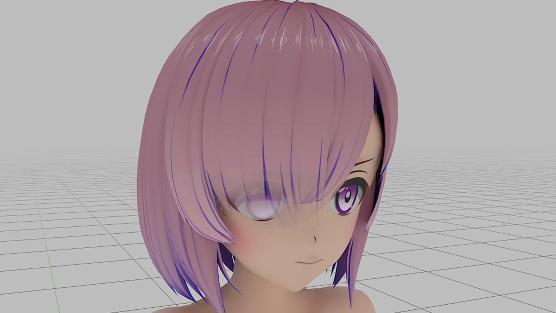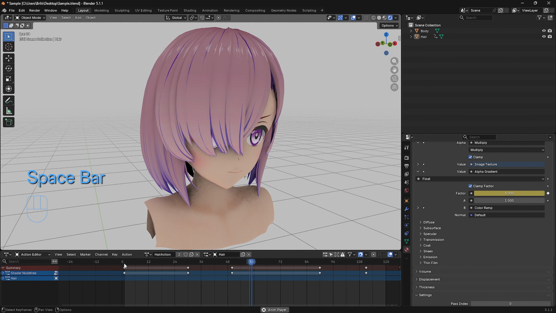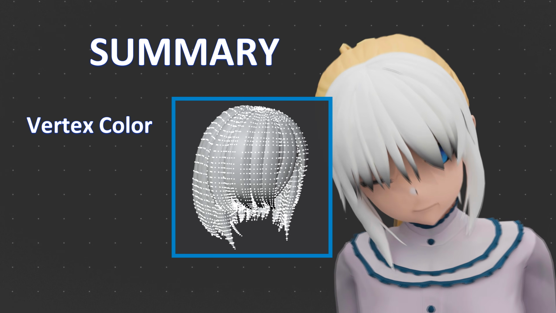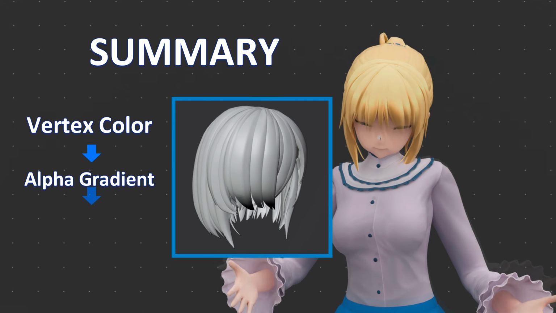Hello everyone, in this video we are going to make this easy transparent gradient effect in this enemy hair, which you can use in both Cycles and EEVEE. So the way I create it, basically by making a mask using Vertex color, then use that mask to create the alpha gradient effect in the shader nodes.